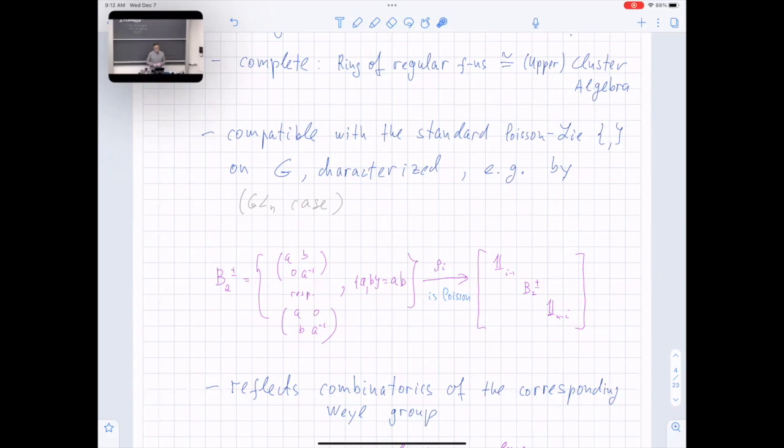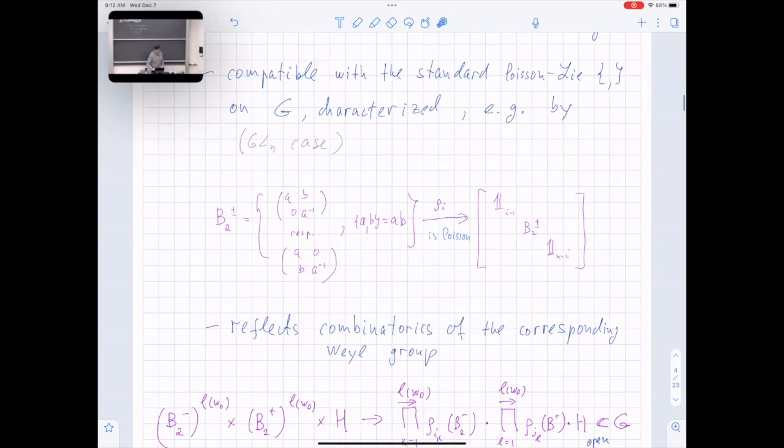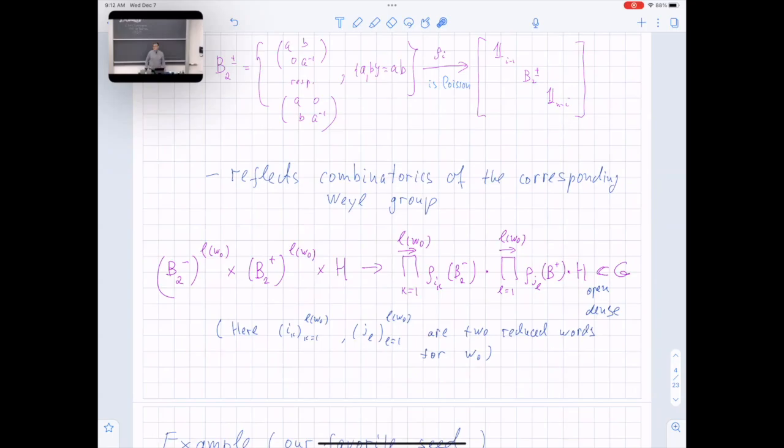And so this cluster structure, in fact, reflects the combinatorics of the corresponding Weyl group. So I can be more explicit here. What you can do, you can take sufficiently many copies of these upper and lower triangular 2 by 2 matrices. Sufficiently many means the length of the longest Weyl group element. And then you can embed each copy using a particular embedding rho that we see above, consider this product, and then multiply by the element of the Cartan, and then you obtain an open dense set inside your group G.